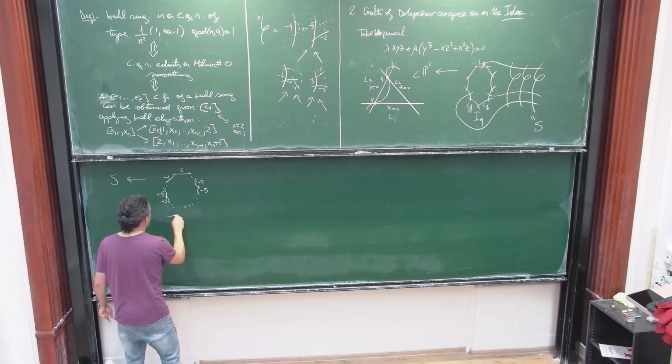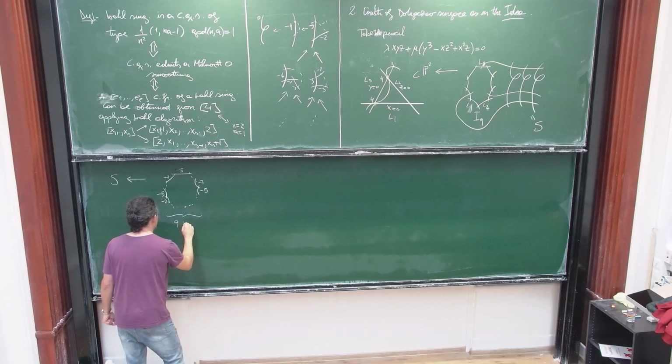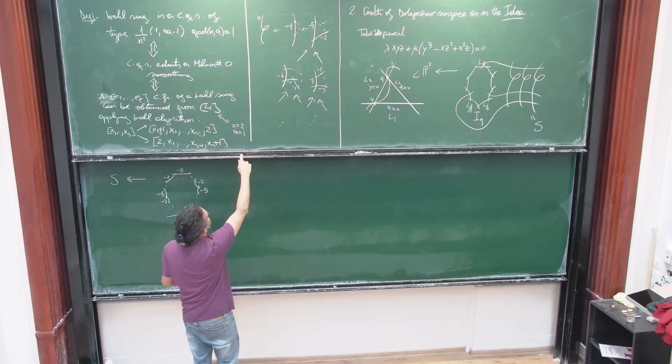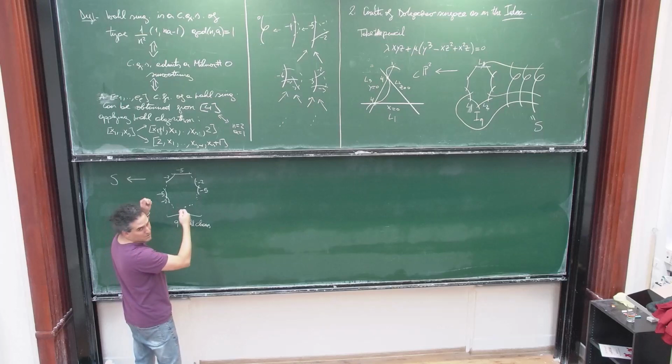9 wall chains. It's just by blowing up. You can check that this has to do exactly with that. If you have an I2, you can have the singularities, but twice, by blowing up on the nodes. I3, you get 3. And so on. I9, you get 9.